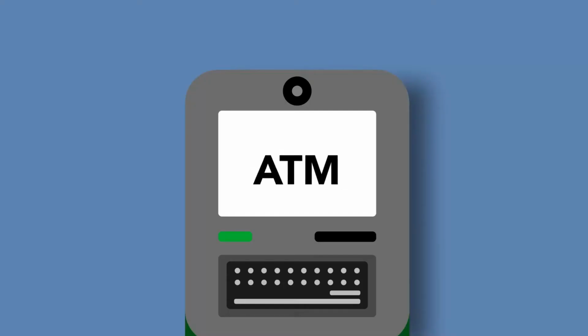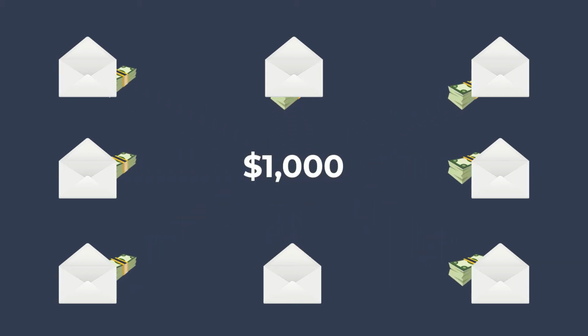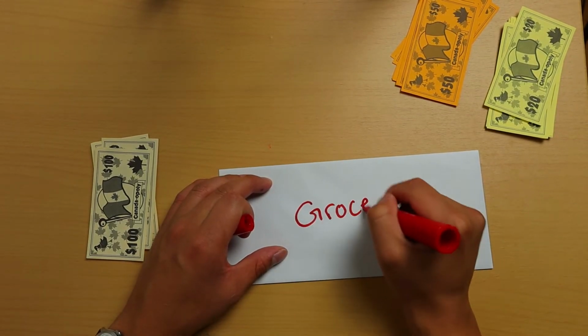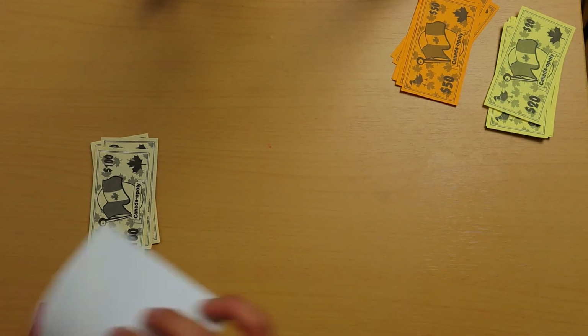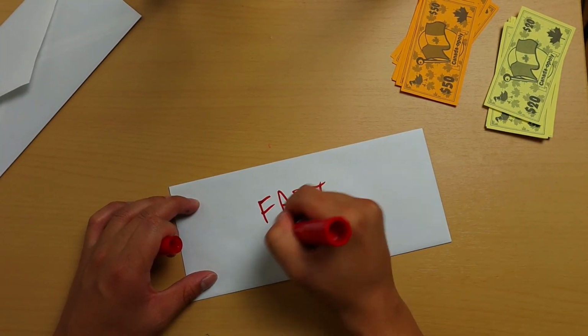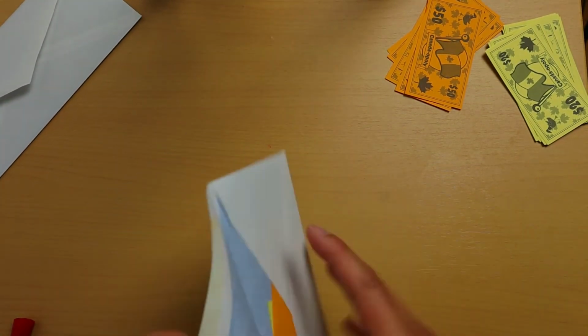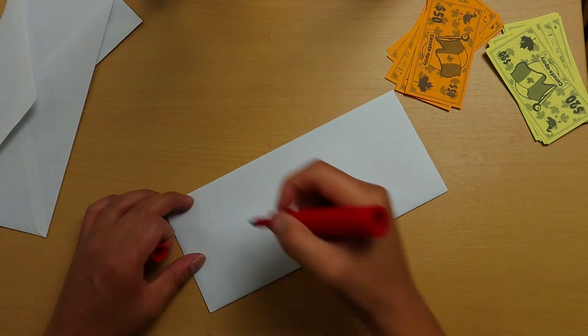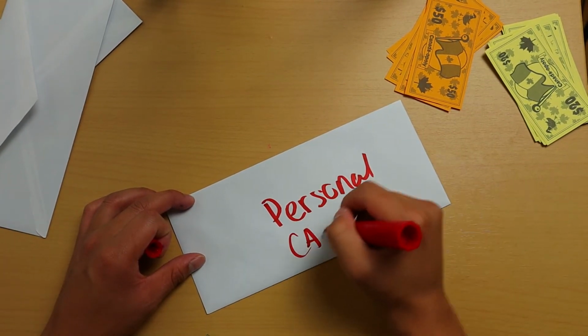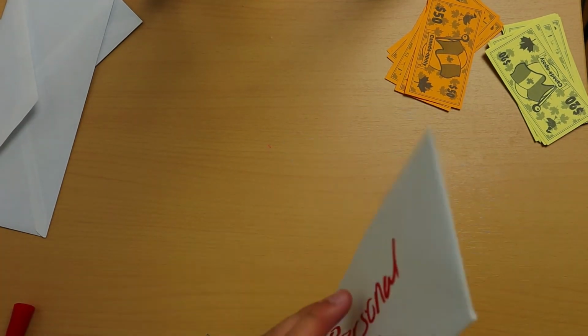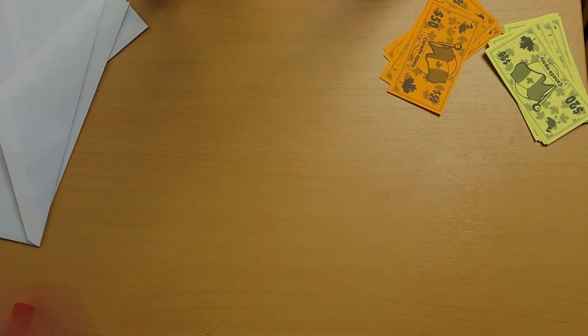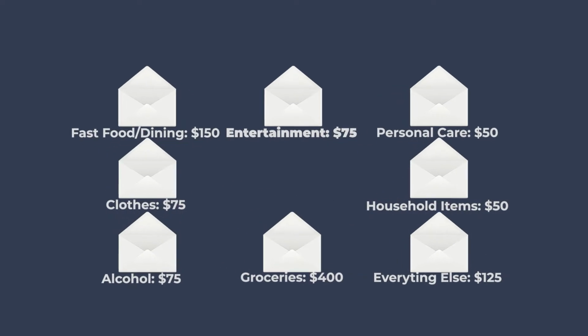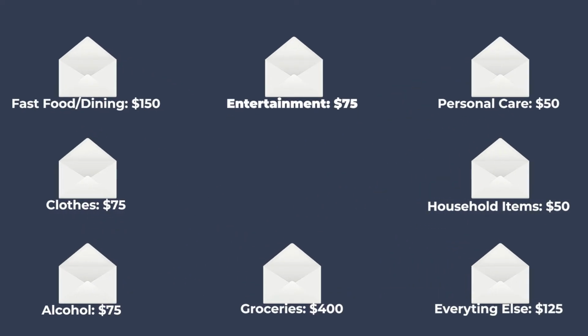So what we do is we withdraw $1,000 from our bank account and separate our expenses into different buckets or different envelopes. So let's say we set a budget of $400 a month on groceries. What you do is you count out $400 and you put it into this envelope and label it groceries. Now, you continue to do this for the remainder of your expenses, like fast food, $75, $75 on clothes, $75 on alcohol, $75 for entertainment, $75 on dining out, $50 for personal care, $50 for household items, and $125 for everything else. Now you have your variable expenses grouped up into neat little envelopes in order to help you visualize your budget.